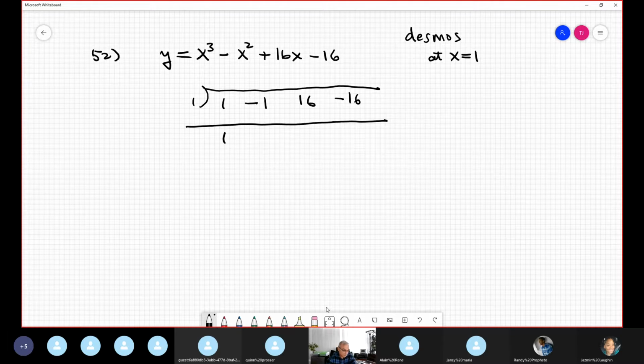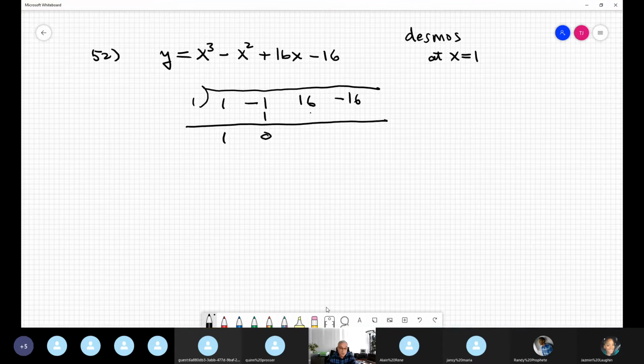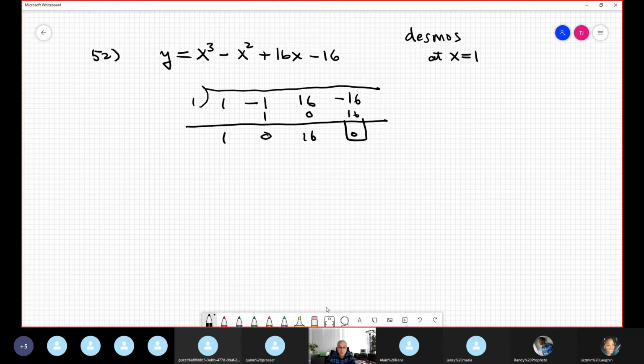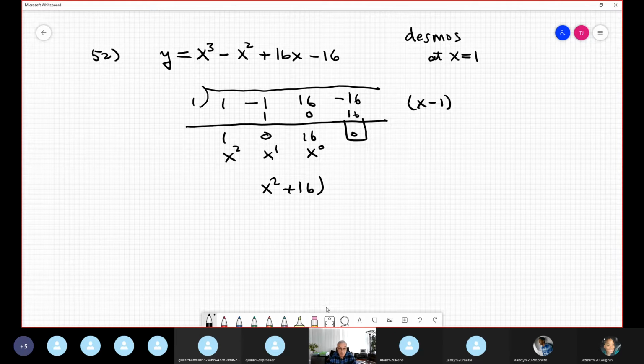Okay, bring down 1. 1 times 1 is 1. This is 0. 0 times 1 is 0. 16. 16 times 1 is 16. The remainder is 0, and you prove that the factor x minus 1 belongs to this. The other factor: this is x to the 0, this is x to the 1, and this is x to the 2nd. The remaining part is x squared plus 16. Okay, this is obvious. This is factorization. End of the story.